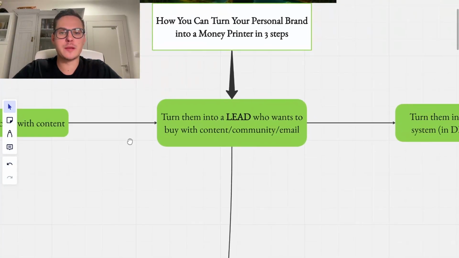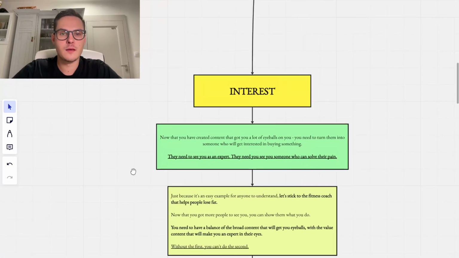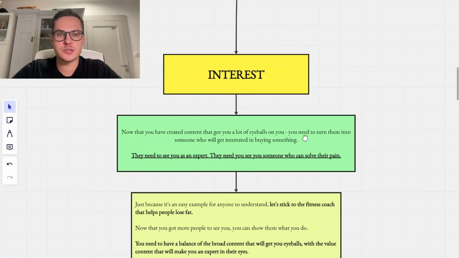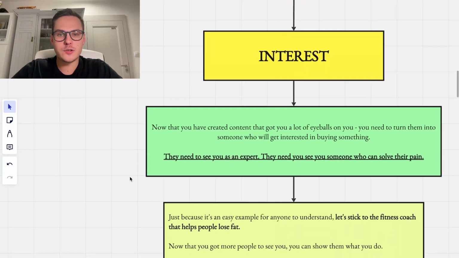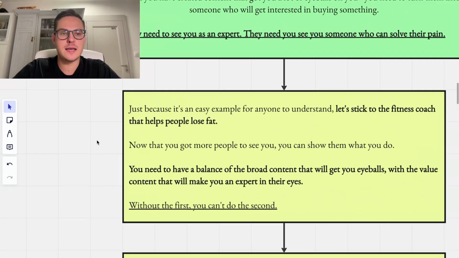So now let's move into step number 2, which is turn them into a lead who wants to buy with content, community, email. So now, from this funnel, we are in the interest stage. Now that you have created content that got you a lot of eyeballs, you need to turn them into someone who will get interested in buying something from you. They need to see you as an expert, and they need to see you as someone who can solve their pain points. So again, just because it's an easy example to understand, let's stick to the fitness coach that helps people lose fat. Now that you got more people to see you, you can show them what you actually do.